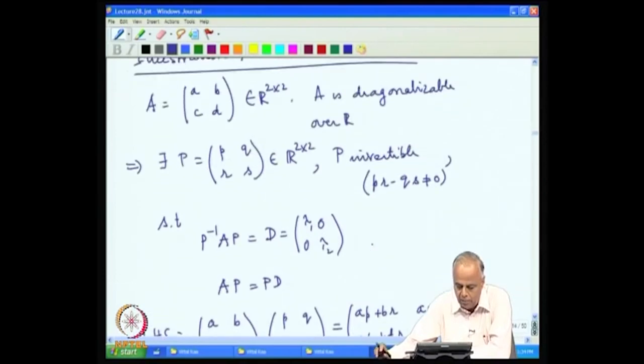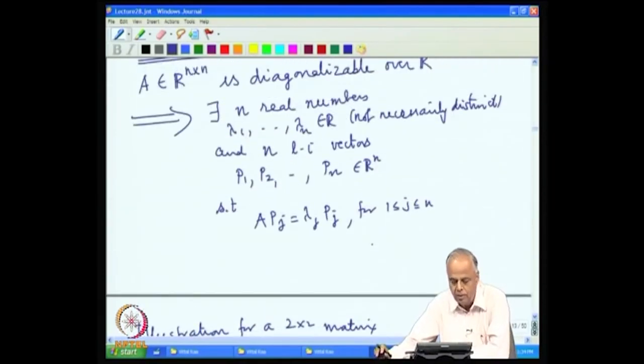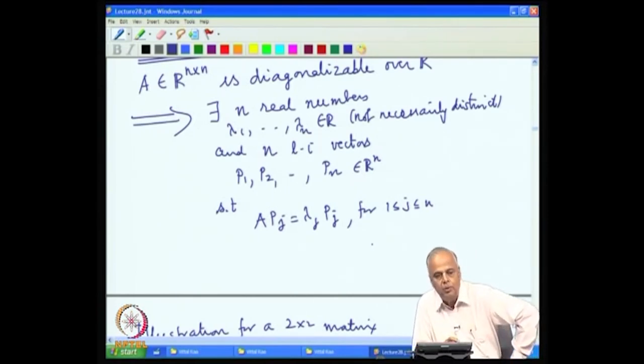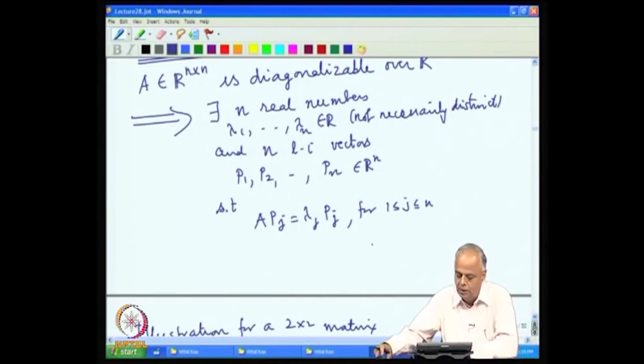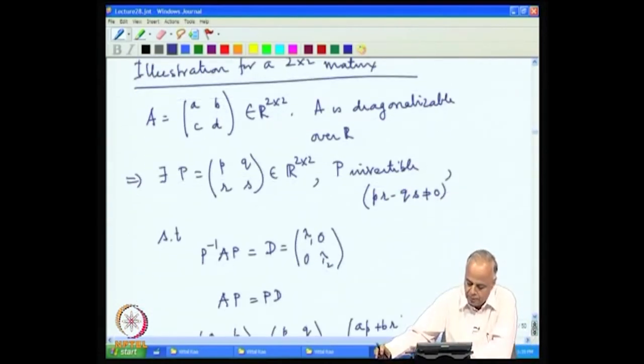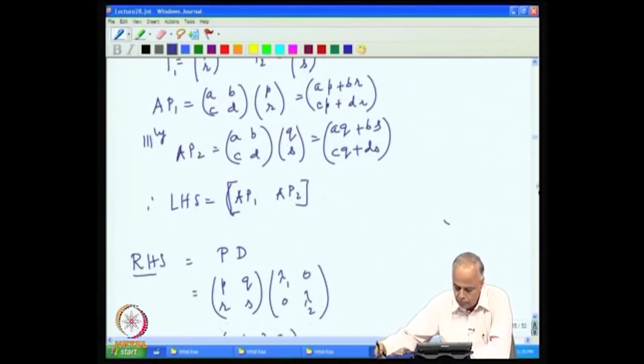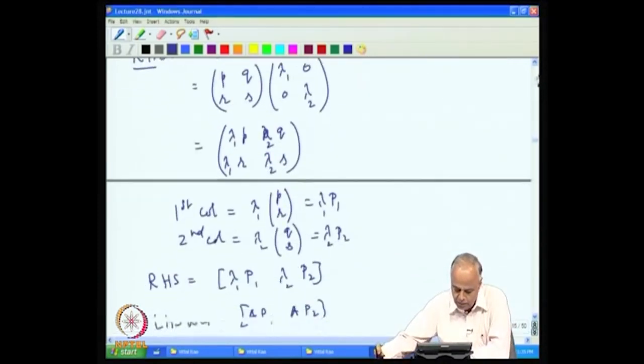In the n by n matrix case, it is not just one lambda 1 and lambda 2 and P1 and P2. We get lambda 1, lambda 2 and lambda n real numbers, P1, P2, Pn vectors such that APJ is equal to lambda JPJ. Let us look at a very specific example.